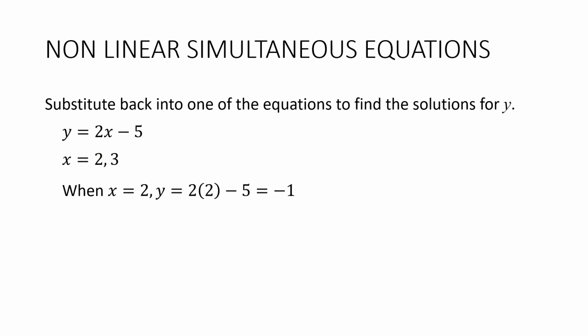So when x is equal to 2, y is equal to 2 times 2 take away 5, which is negative 1. And when x is equal to 3, y is equal to 2 times 3 take away 5 equals 1. So our solutions are x is equal to 2, y is equal to negative 1, x is equal to 3, y is equal to 1.